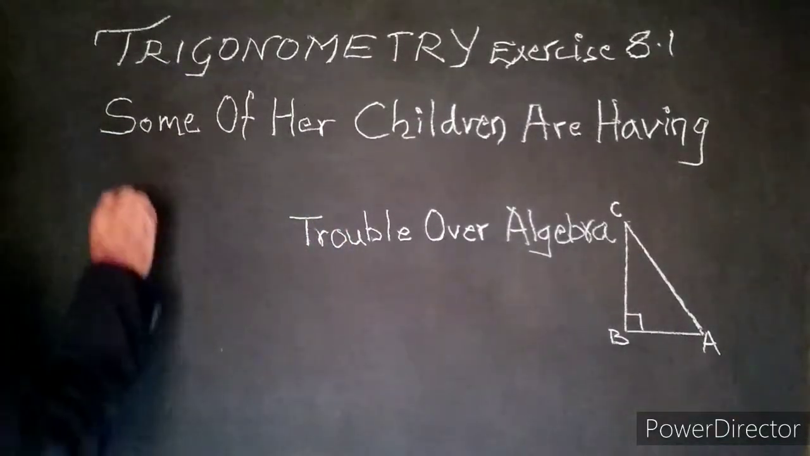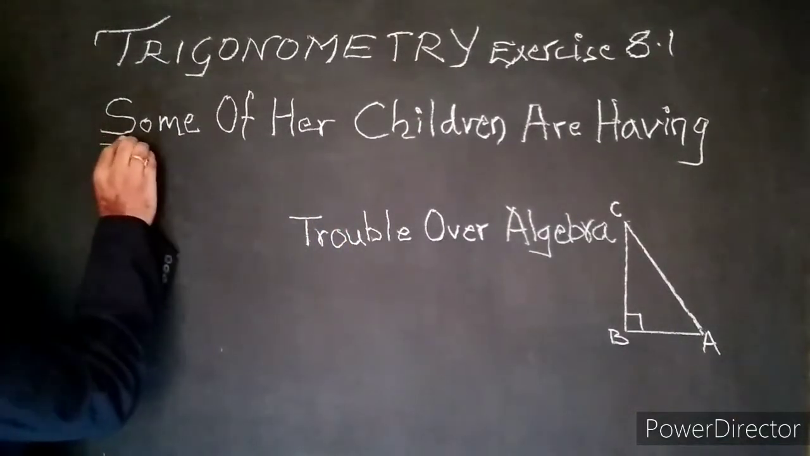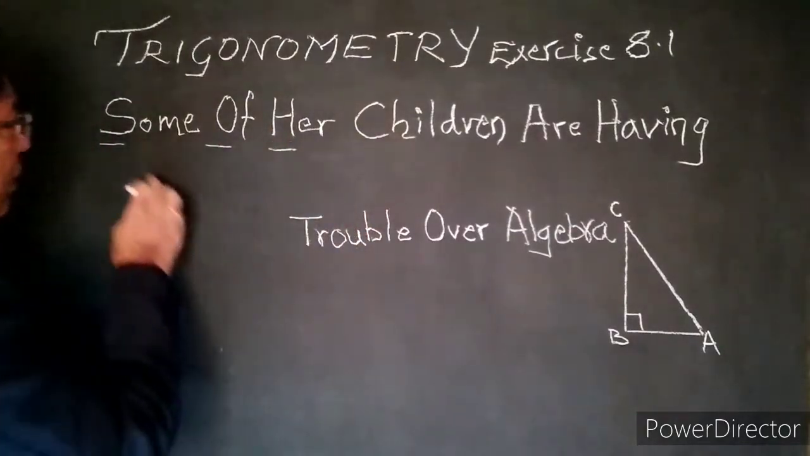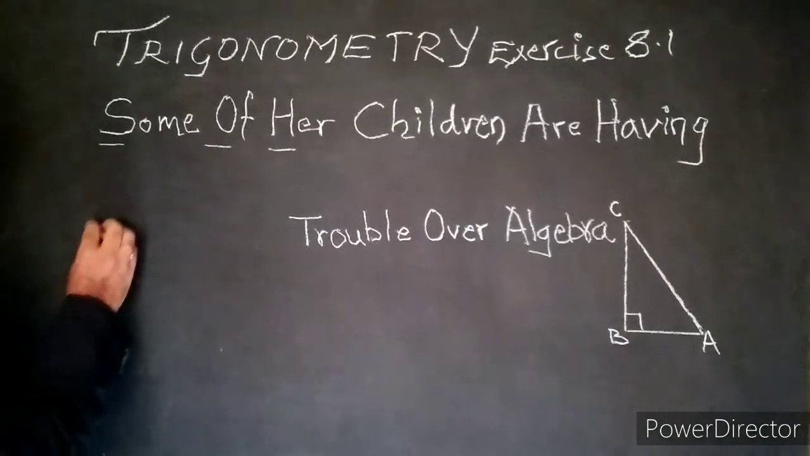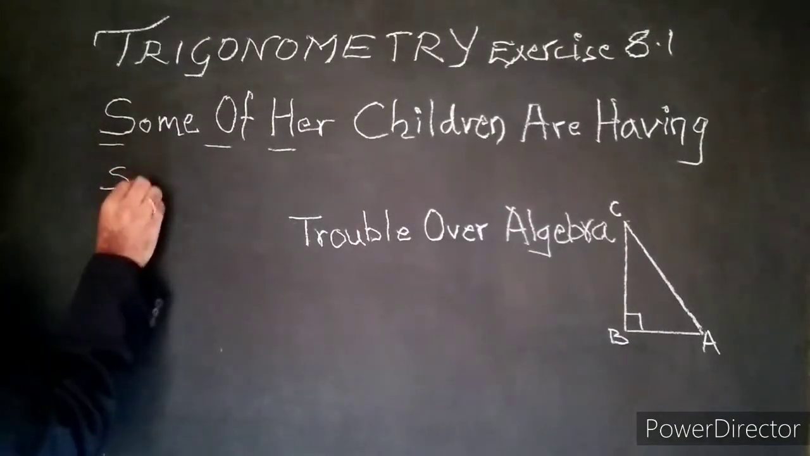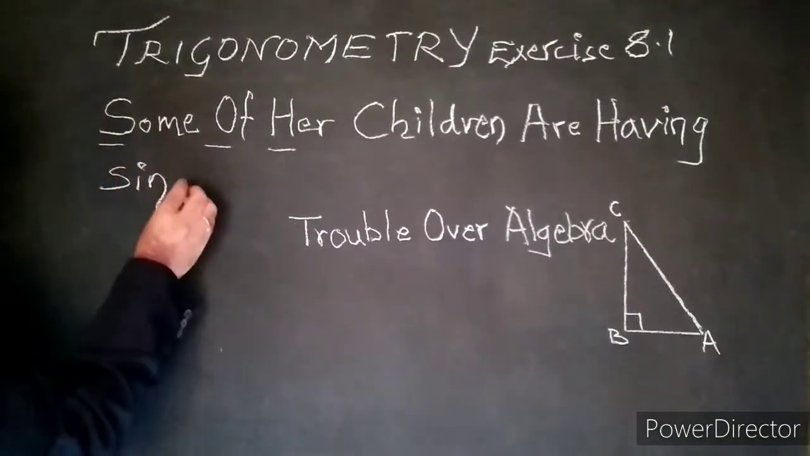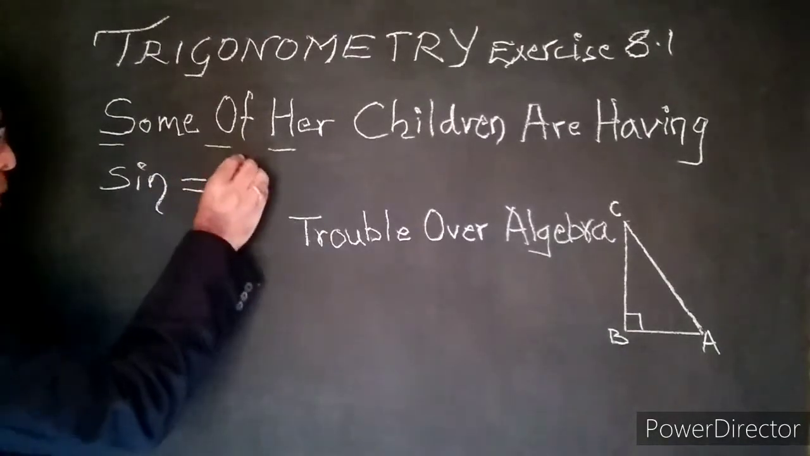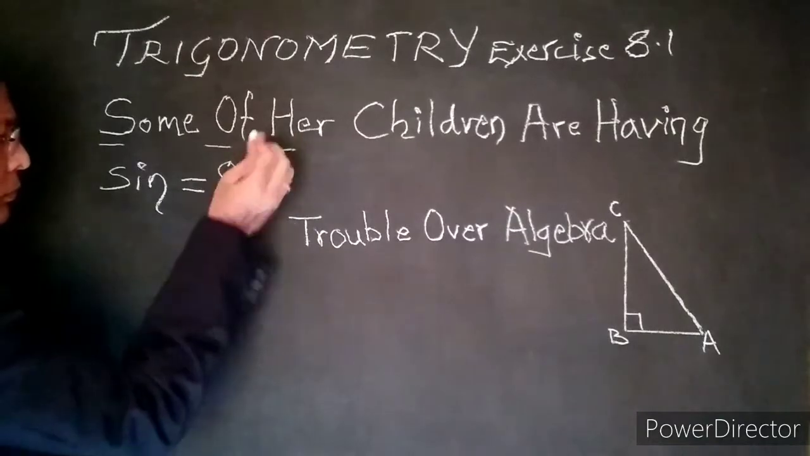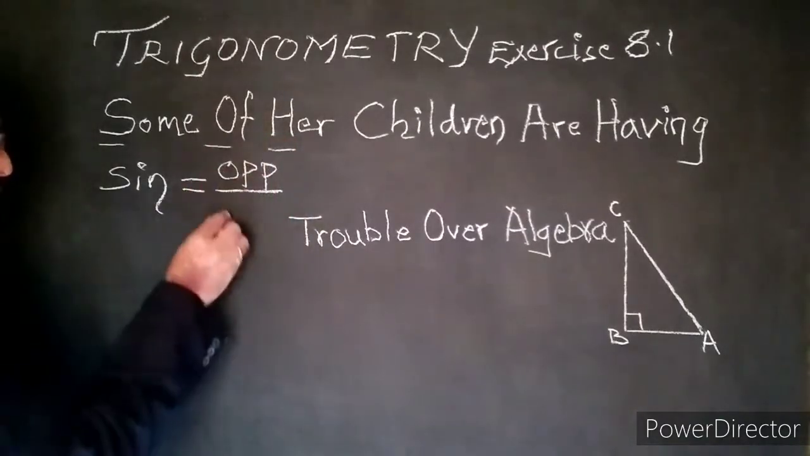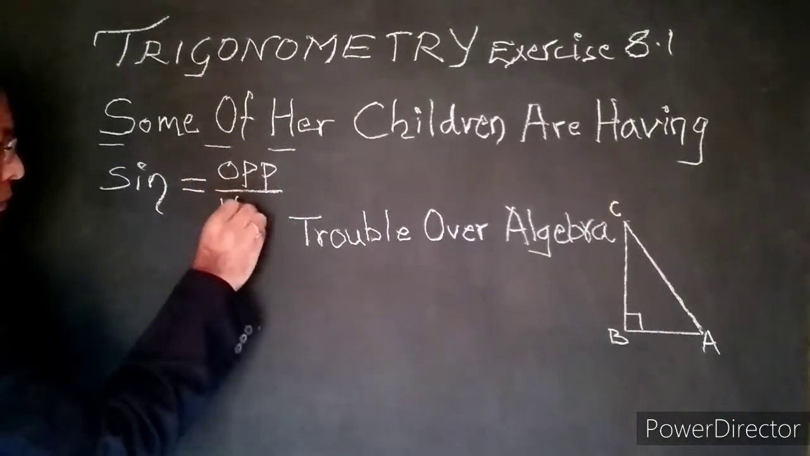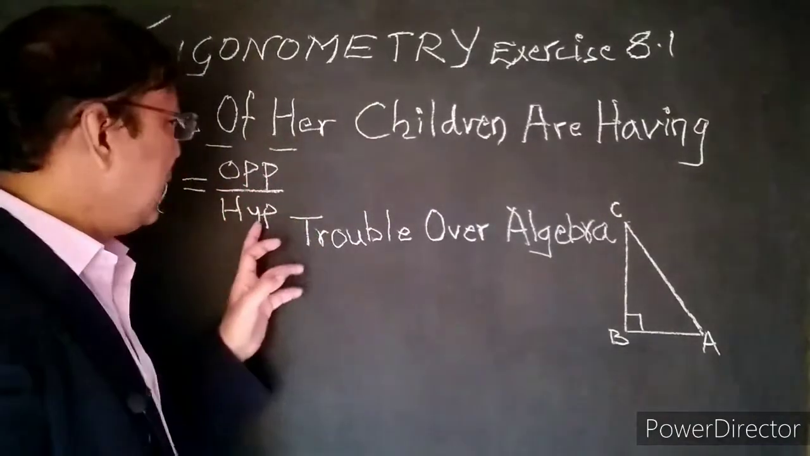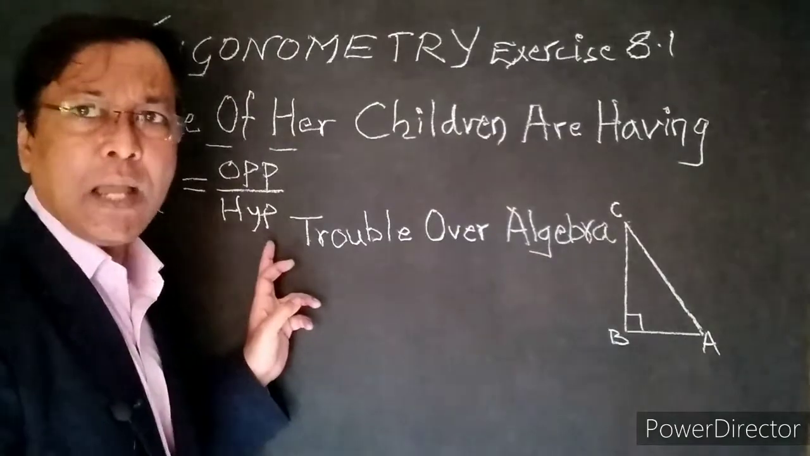How can we do that? See, we have to consider the first letter of each word. Here S stands for sine. So sine is equal to O, which stands for opposite side, and H stands for hypotenuse. I will explain what the opposite side and the hypotenuse are.